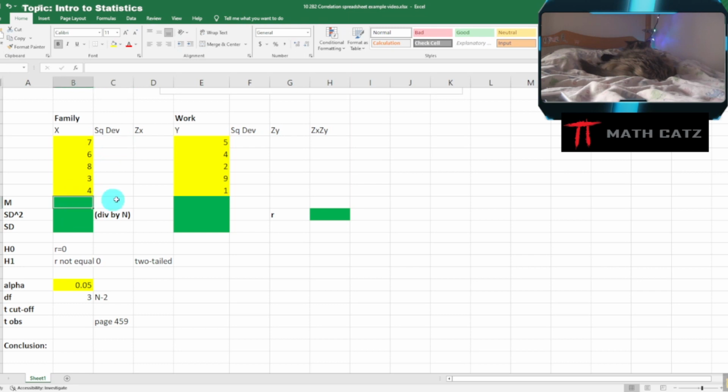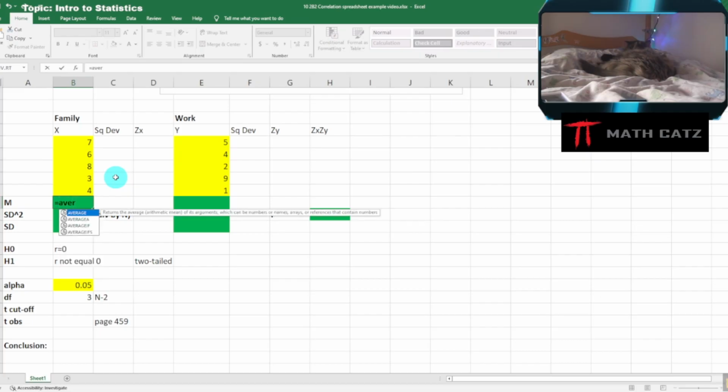So we have to get there first. First of all, the mean. We have some built-in functions that make it a little bit more convenient than adding them together and dividing by how many there are. We want to take an average, so I start typing, and I'm looking for the average function. Select them all, and Excel will automatically add them up and divide by how many there are.